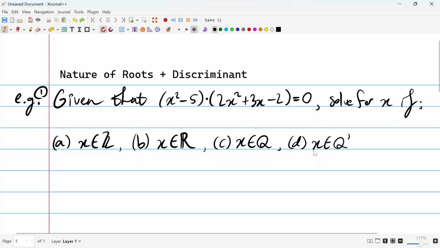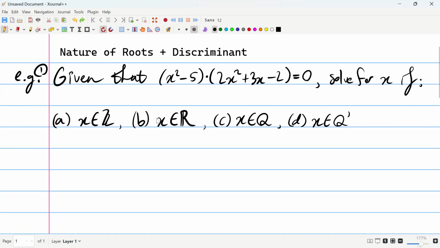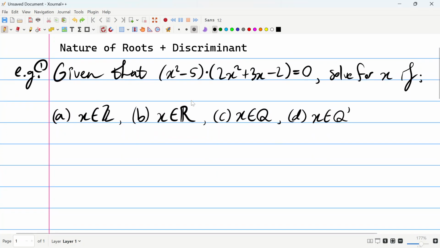Okay. So let's just try and solve the question, and then you'll get an idea of what nature of roots really is. We want to find the roots of the equation, which are the x values, and we want to determine what is their nature. Meaning we need to identify whether they're either one of these categories.